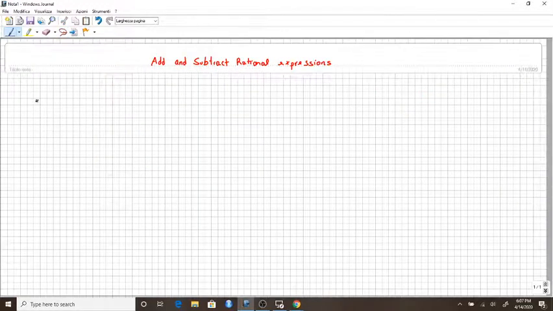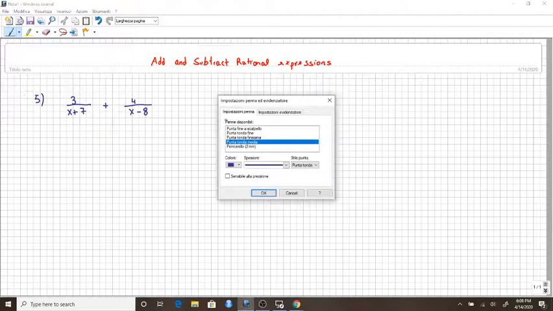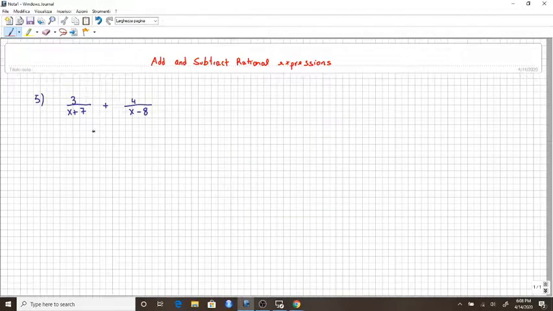Okay, so at this point you should be able to work this problem on your own. Let's try. Try to do this by yourself. So 3 divided by x plus 7 plus 4 divided by x minus 8, and then check with me, okay? Assume that you stop the video and try to work this problem by yourself, and now you can verify with me.